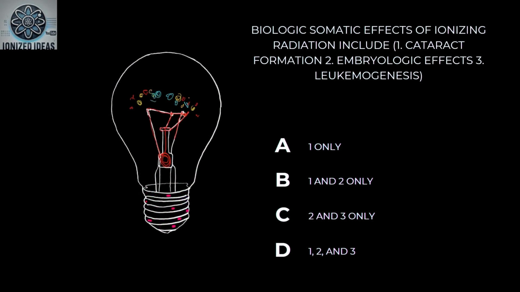Biologic somatic effects of ionizing radiation include: 1. Cataract formation. 2. Embryologic effects. 3. Leukemogenesis. A. 1 only. B. 1 and 2 only. C. 2 and 3 only. D. 1, 2, and 3.